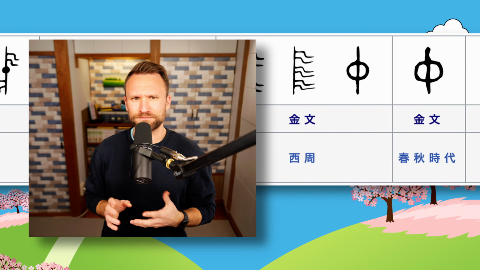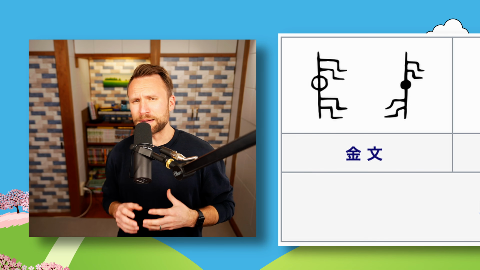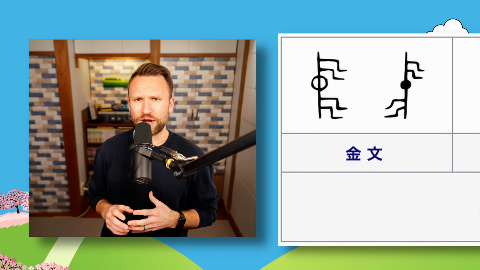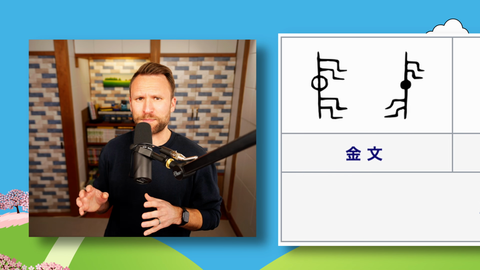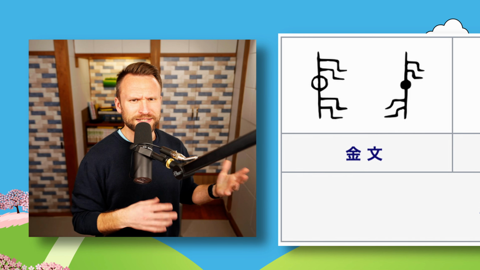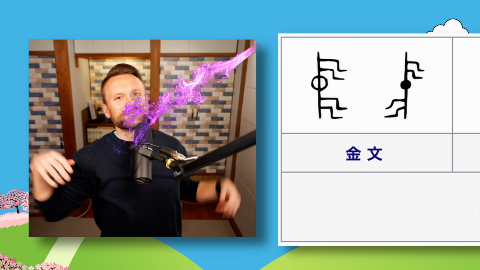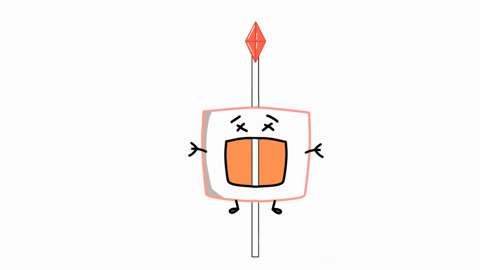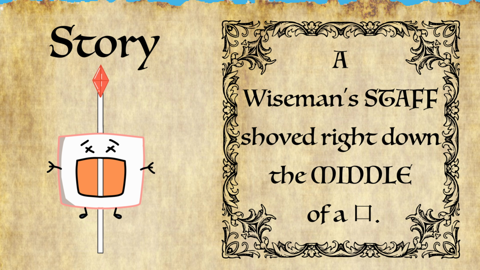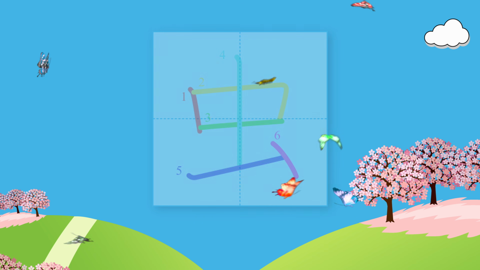On a side note, maybe it's just me, but the earliest version of this kanji looks like a person with their hands waving over their heads, casting a spell on the person on the right or something. The person on the right is getting their arm shoved back by said spell. For our story, we've got a wise man's staff shoved right down the middle of a mouth. Oof, poor little guy. You can see it inside of its mouth there.